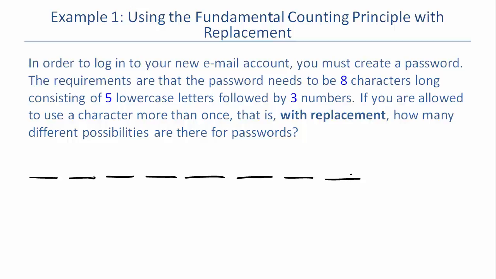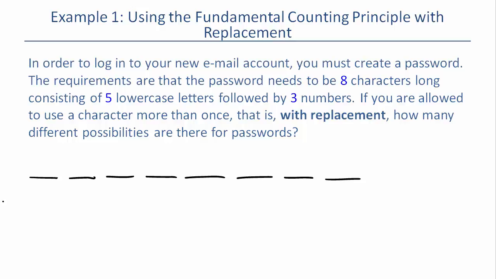If you're going to pick 4 cards out of a deck, 4 dashes. If you're going to roll a die 2 times, 2 dashes. If you're going to make an outfit consist of 3 things, pants, shirt, and shoes, you get 3 dashes. So in this case, an 8 symbol password has 8 dashes. Now it has to have 5 lowercase letters followed by 3 numbers, and we can repeat things.